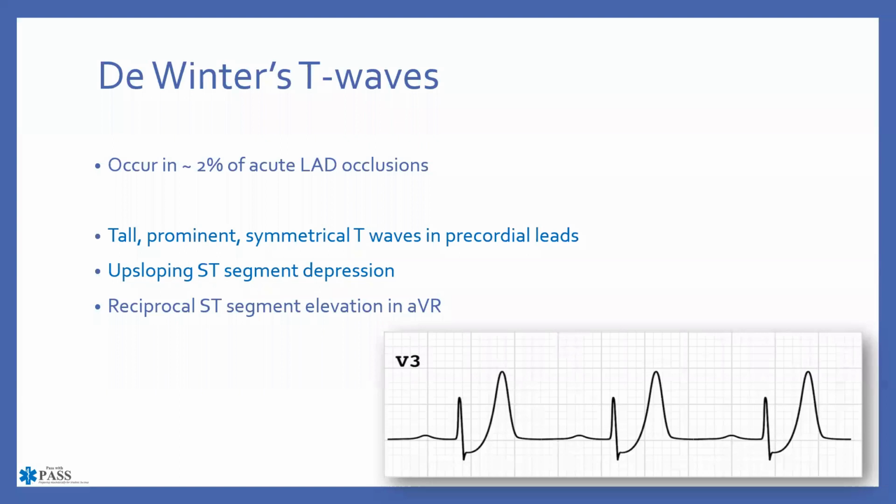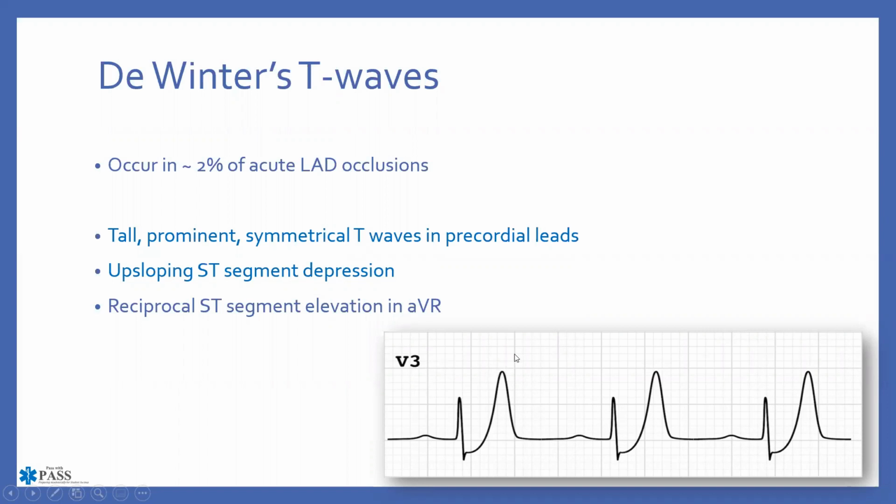You will also have an upsloping ST segment depression, which you guys can see here, and then a reciprocal ST segment elevation in AVR. So we're actually going to look at a 12-lead EKG and kind of put this into play. But step 1 here, you have a tall, prominent, and symmetrical T wave in precordial leads. So this is showing V3, so that meets criteria.